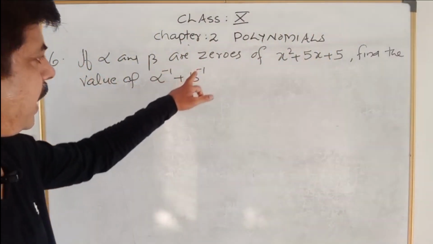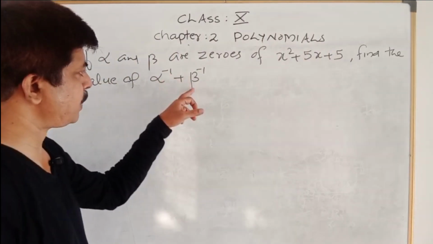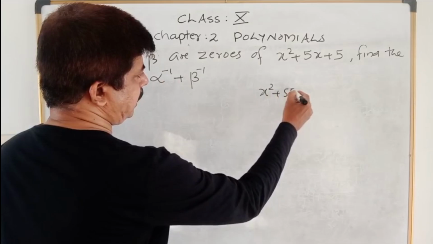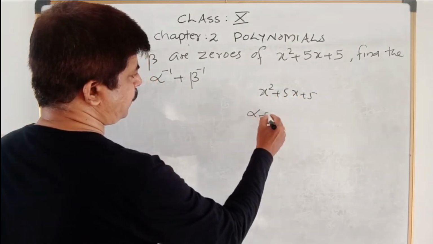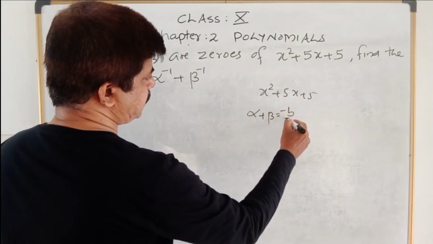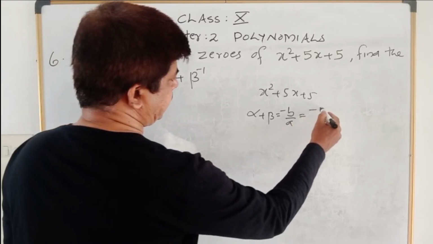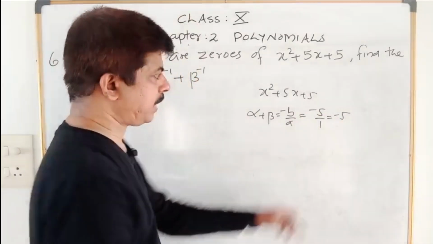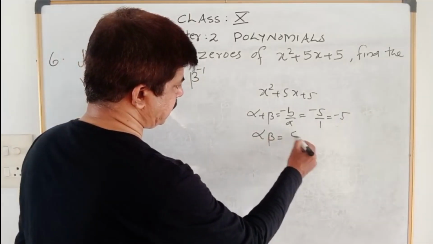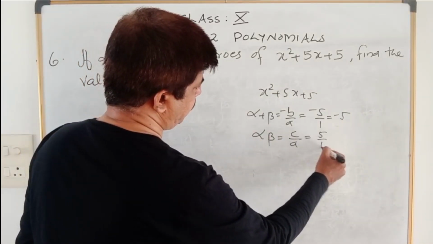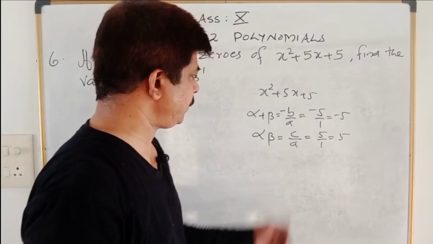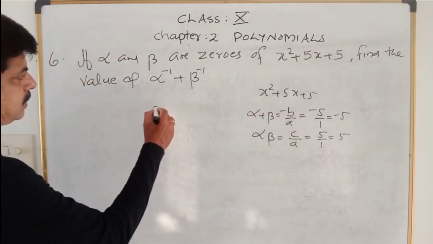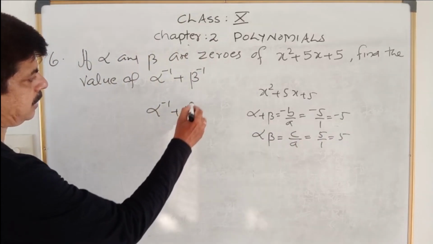Okay, we need to just find the value of alpha raised to negative 1 plus beta raised to negative 1. First, let us find from the given polynomial alpha plus beta, which is minus b by a: negative 5 by 1. Alpha plus beta we got negative 5. Alpha beta is c by a, which means 5 by 1. Both the values we found, alpha plus beta and alpha beta. Now this expression will be simplified.